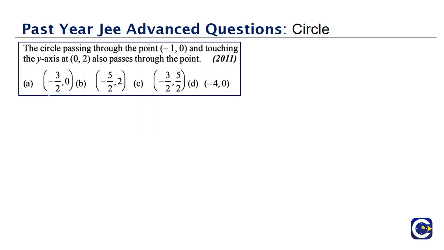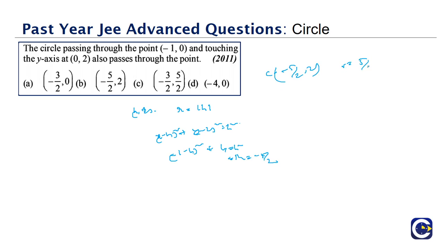Moving on to the next question. The circle passing through the point (-1, 0) and touching the y-axis at (0, 2) also passes through the point... So let us consider the center of the circle to be (h, 2). Then the radius r is nothing but |h|, which is h. So the equation of the circle will become (x - h)² + (y - 2)² = h². It also passes through the point (-1, 0). If you substitute (-1, 0), it will be (-1 - h)² + 4 = h², which implies h = -5/2. So the center is (-5/2, 2). Radius is nothing but 5/2.